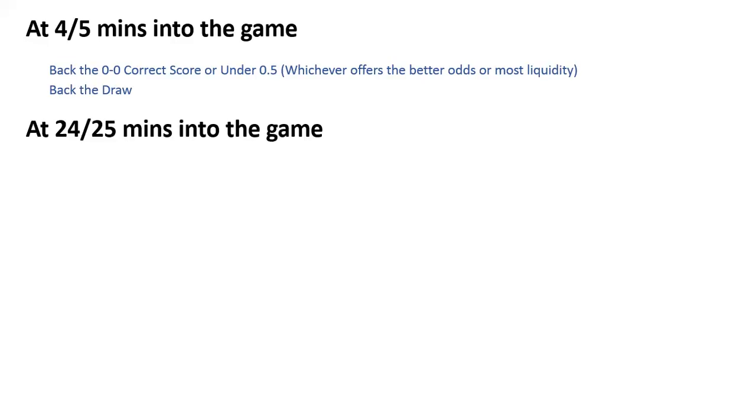Then I look to exit around the 24th, 25th minute mark. Depending on when I got matched on my original bet, I'd leave that in the market for about 20 minutes. At this point, assuming the game is still 0-0, I would green up the correct score bet or the under 0.5. That means whether there's a goal or not in the game, I should have an even profit.